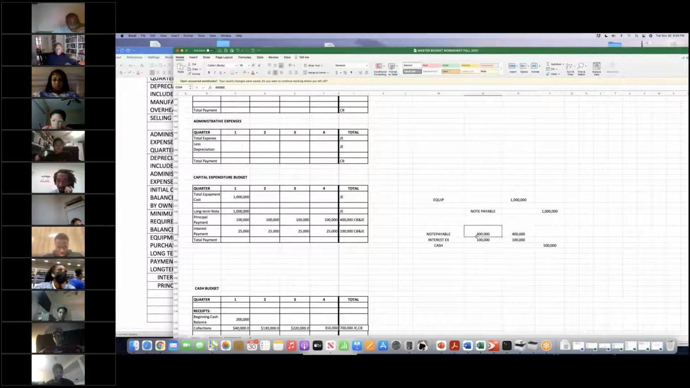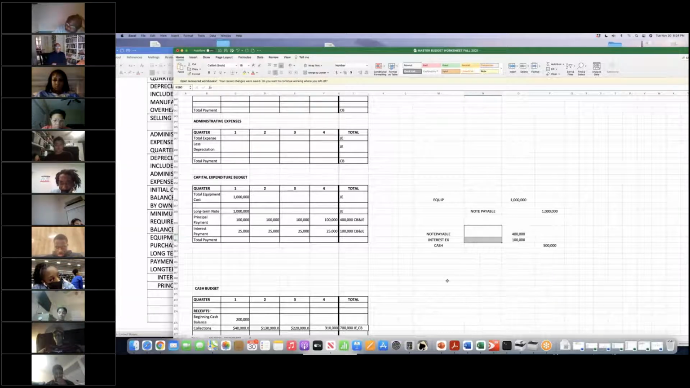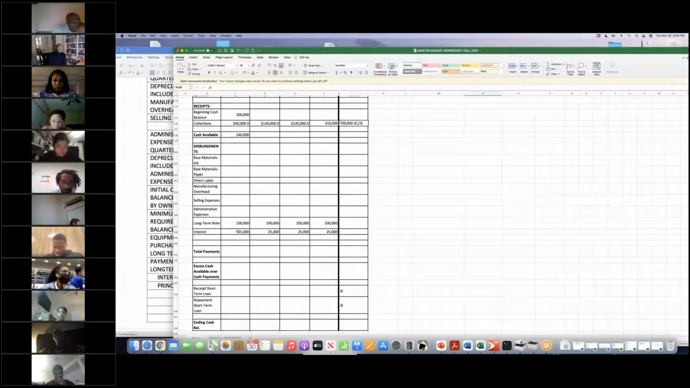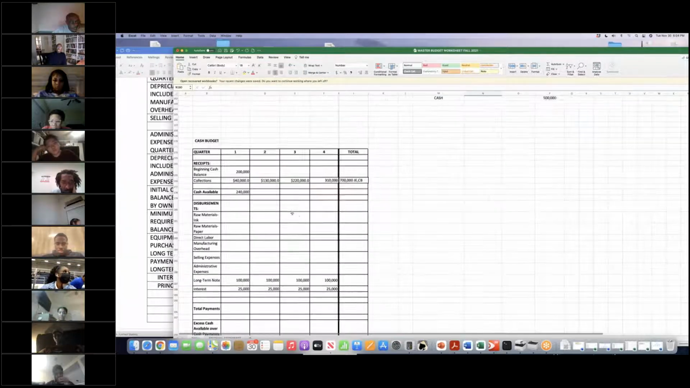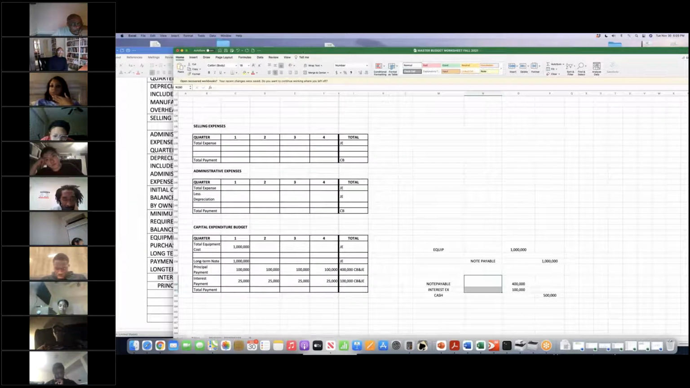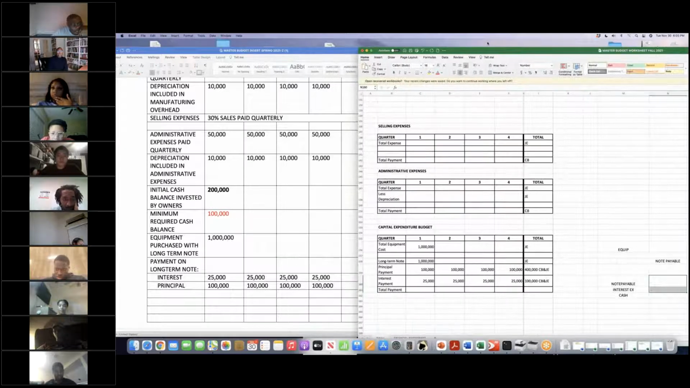So with that little calculation, we have determined on the cash budget how much we're going to have for the long-term note and interest expense. So moving from the bottom up, let's go to administrative expenses. How much are administrative expenses quarterly? 50,000? So we're paying 50,000 each quarter.